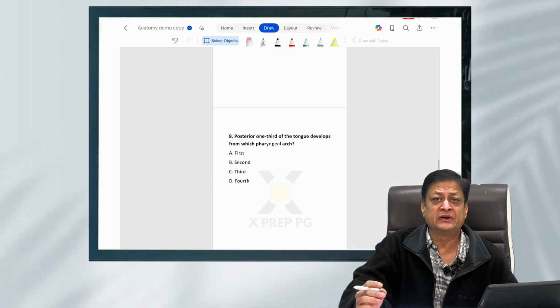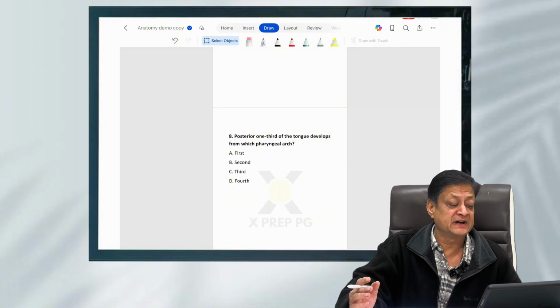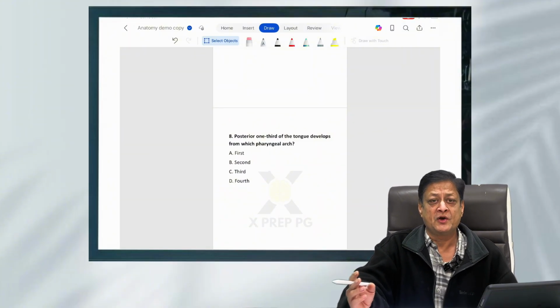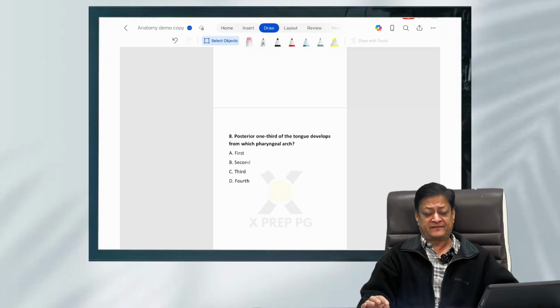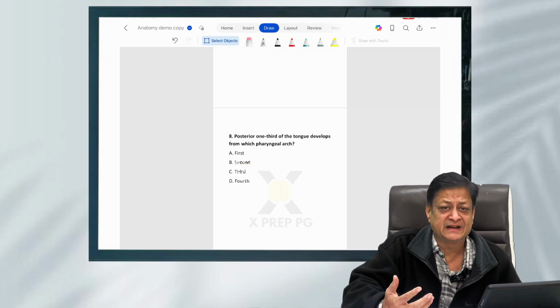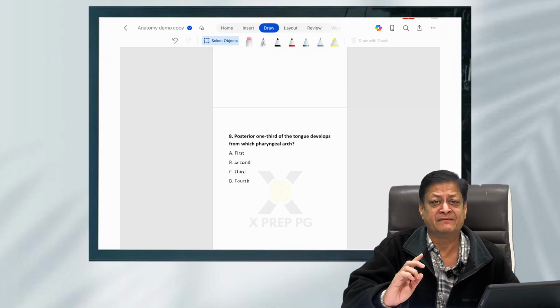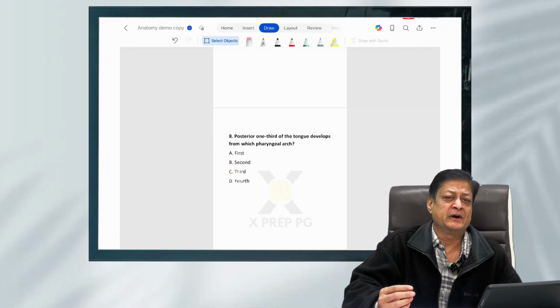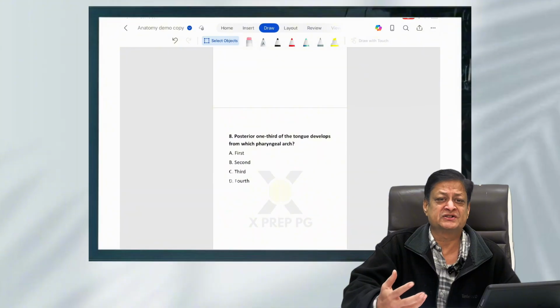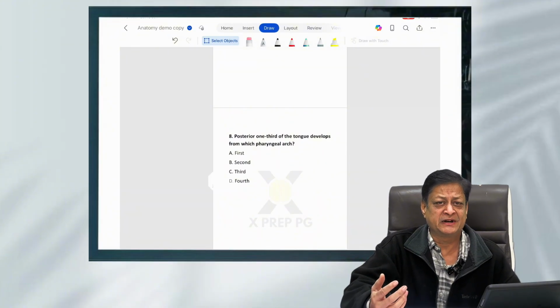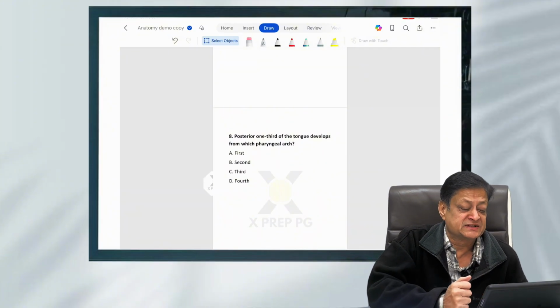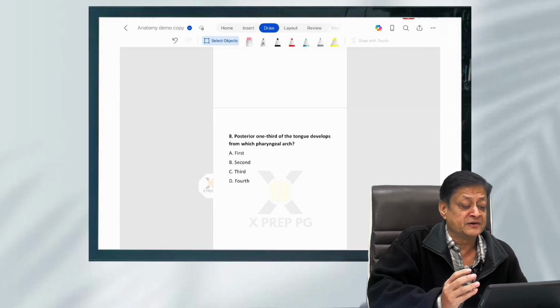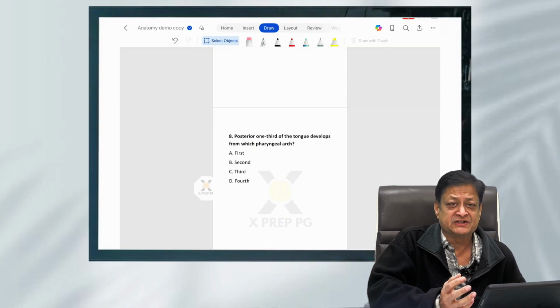The next MCQ in our sequence is: posterior one-third of tongue develops from which pharyngeal arch? We know that during embryonic life, during 4 to 8 weeks of intrauterine life, there is formation of some elevations around the neck. These elevations have a core made up of mesoderm, covering made up of ectoderm, and lining made up of endoderm, and the structures collectively are called the pharyngeal apparatus. There are 4 choices. Posterior one-third of tongue develops from first, second, third, or fourth pharyngeal arch.